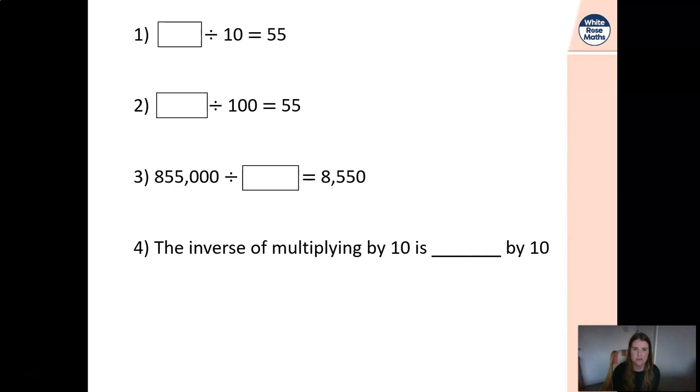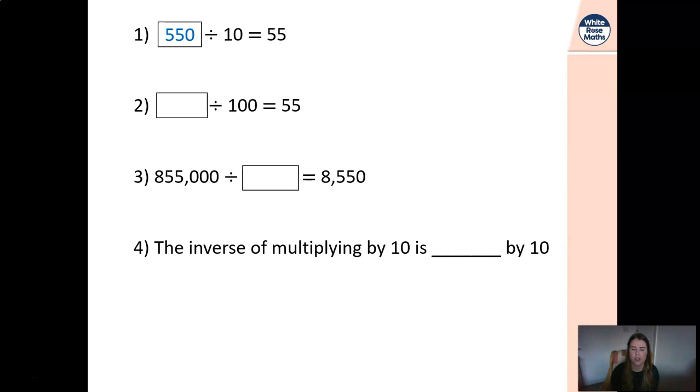So number 1, something divided by 10 is 55. Now the answer is already the smallest possible answer. So I've already done the division, which means my number has to be the bigger number. So I need to do the inverse of divide, which is times. So 55 times 10 would give me 550.